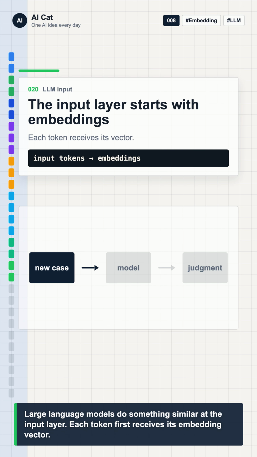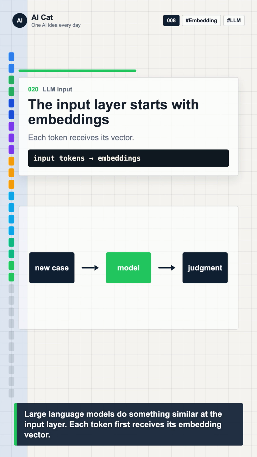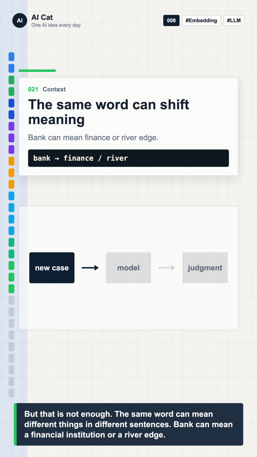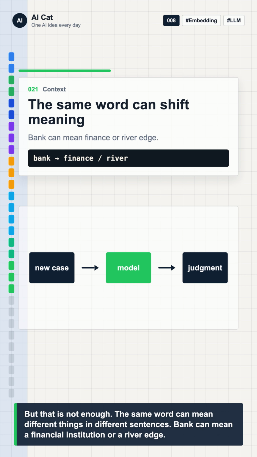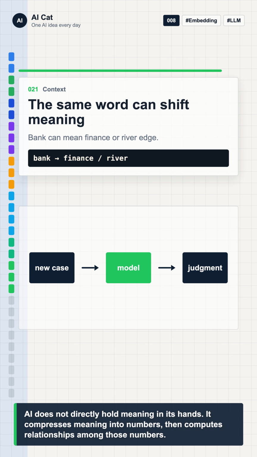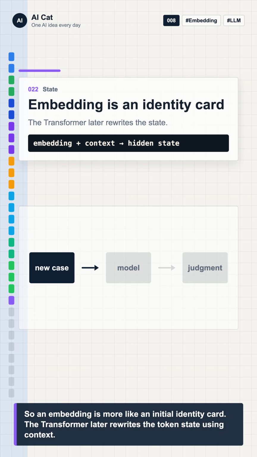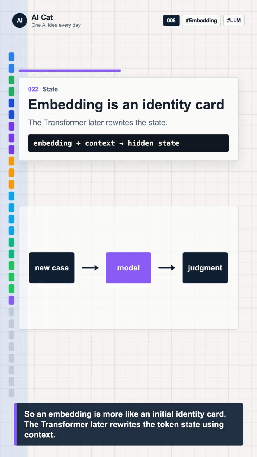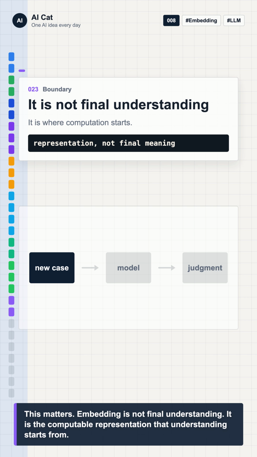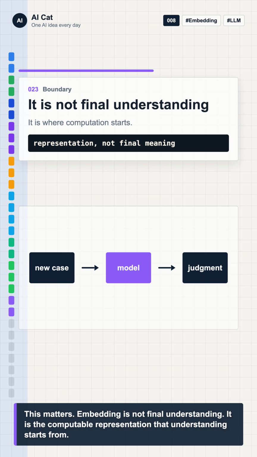Large language models do something similar at the input layer. Each token first receives its embedding vector. But that is not enough. The same word can mean different things in different sentences. Bank can mean a financial institution or a river edge. So, an embedding is more like an initial identity card. The transformer later rewrites the token state using context. This matters. Embedding is not final understanding. It is the computable representation that understanding starts from.